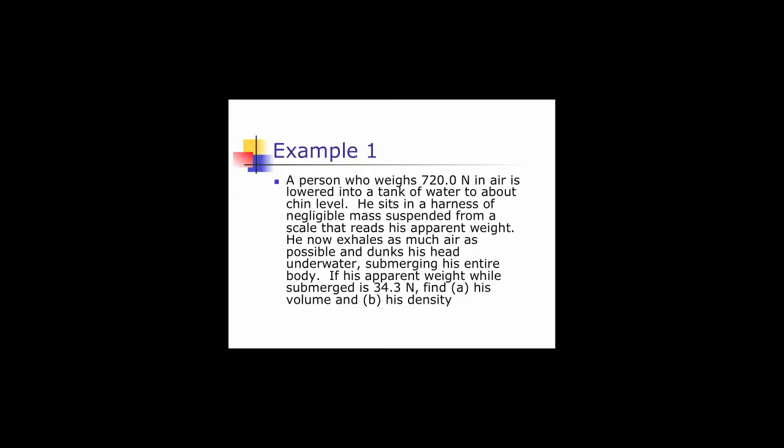A person who weighs 720 newtons in air is lowered into a tank of water to about chin level. He sits in a harness of negligible mass suspended from a scale that reads his apparent weight. He now exhales as much air as possible and dunks his head under water, submerging his entire body. If his apparent weight while submerged is 34.3 newtons, find A, his volume, and B, his density.